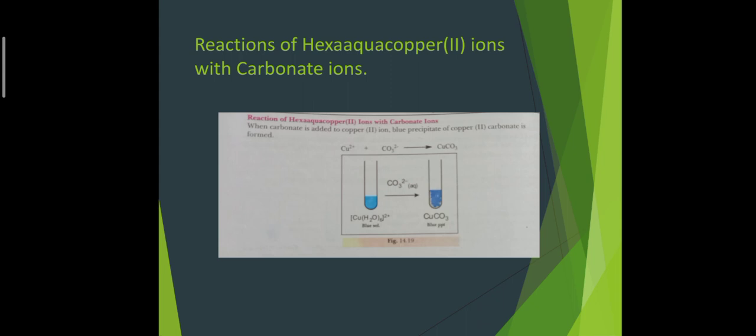Then we have the reaction of hexa-aqua copper ions with the carbonate ions. When the carbonate ion is added to the copper 2+ ion, the blue precipitate of copper carbonate is formed. So the hexa-aqua copper has a blue coloration, which changes and forms a blue precipitate.